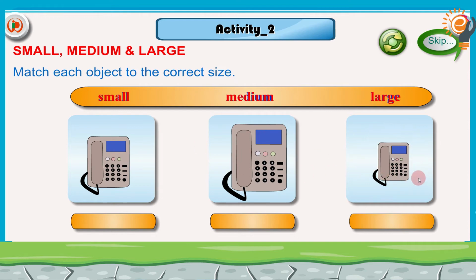This is the small one. These are the telephones. So this is the small one. We will write here small, S-M-A-L-L, small. Then we will check the medium size. Which is medium size? This is very large. So this is the medium because this is bigger than the small one and smaller than the large one. So this is the medium one. We will write here medium.